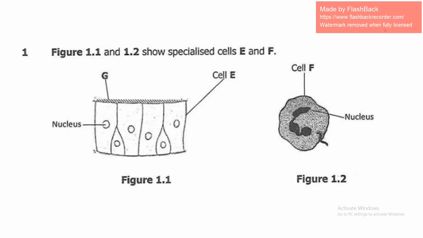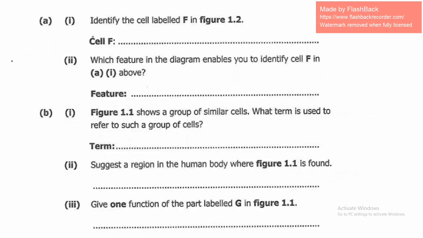Okay, that is the first layer you see if we're dealing with an animal cell. But if we're dealing with a plant cell, you always see the cell wall. Okay, so now let's look at the questions and see what we can do.